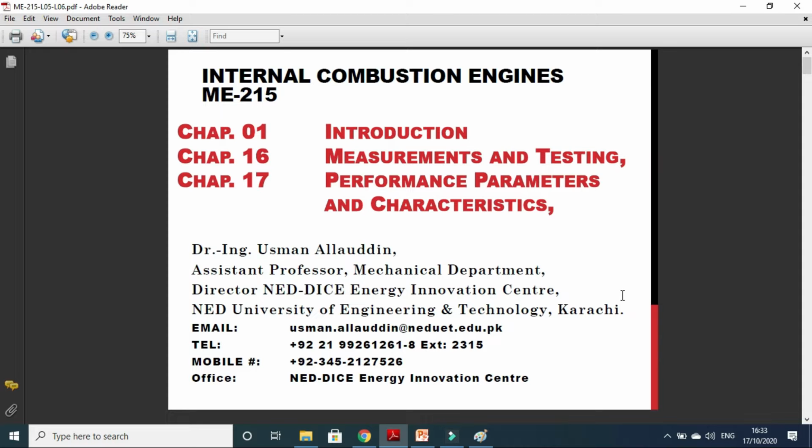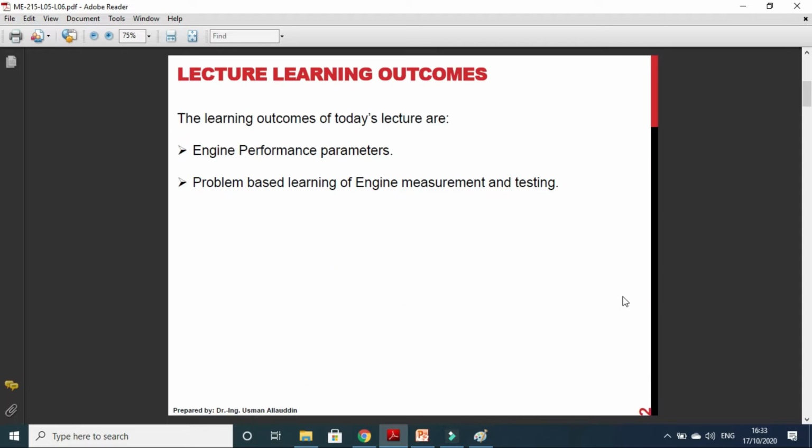Now we will apply these formulas to calculate the performance of some real engines with the help of numericals. Like problem based learning, we will have different problems of different engines. Some data will be given, and with the help of given data we need to determine a few output parameters of the engine.